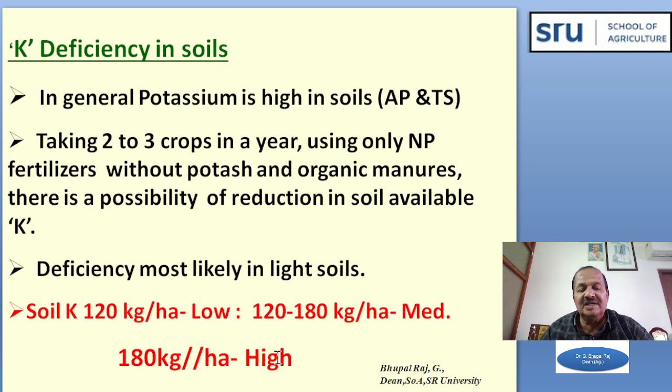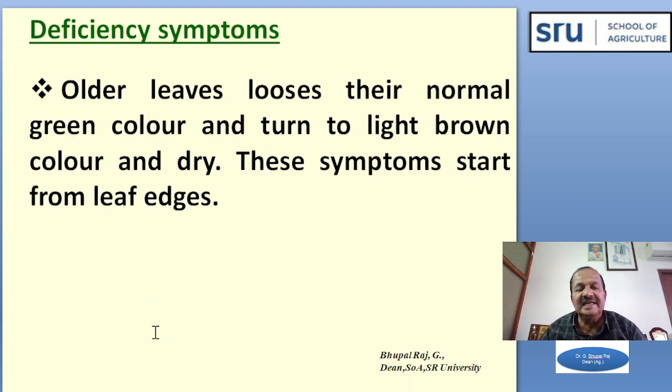When we do the soil test for potash, if it contains less than 120 kg of potash per hectare, it is called low in soil K. If it contains soil test potash of 120 to 180 kg per hectare, it is called medium. And if it contains more than 180 kg potash per hectare, it is called high. All potassium fertilizer recommendations are based on the medium level of the soil test value. If the soil test value is less than 120 kg per hectare, we have to use 25% more potash fertilizer than the recommended dose. This is the general criterion.